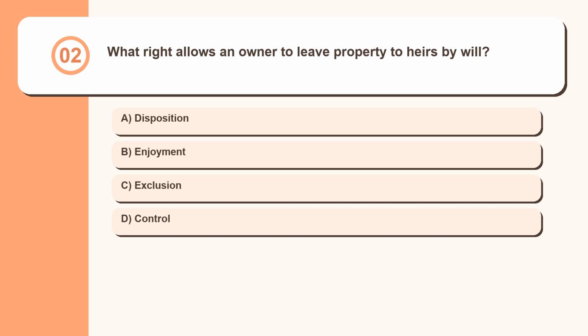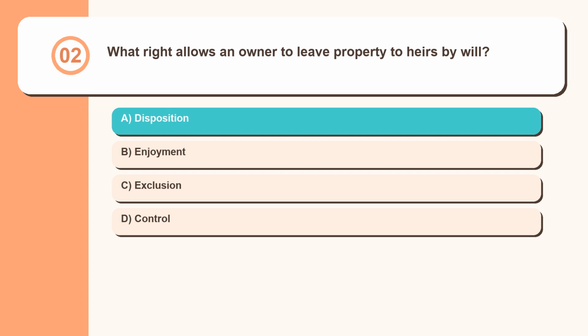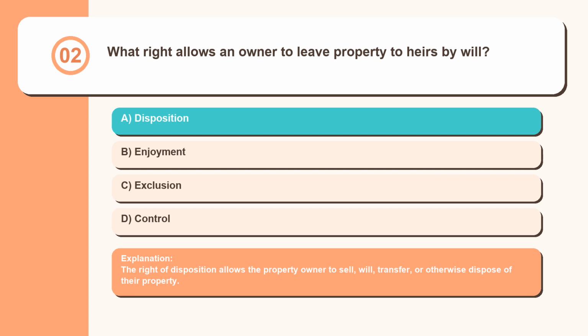Question 2. What right allows an owner to leave property to heirs by will? Disposition, enjoyment, exclusion, control. The right of disposition allows the property owner to sell, will, transfer, or otherwise dispose of their property.